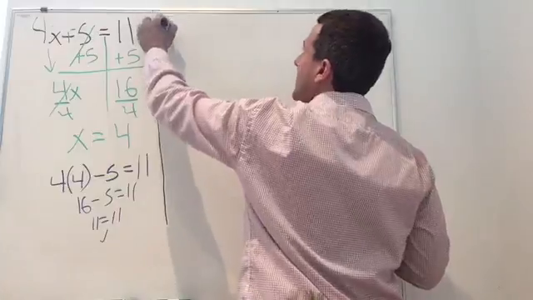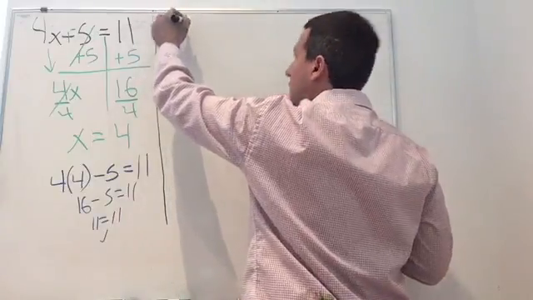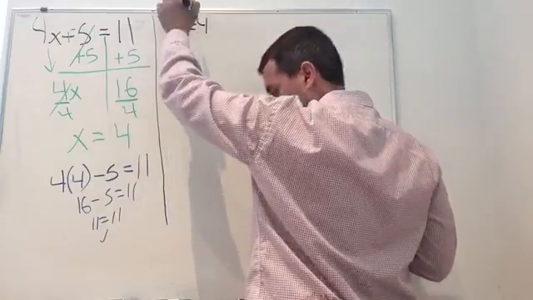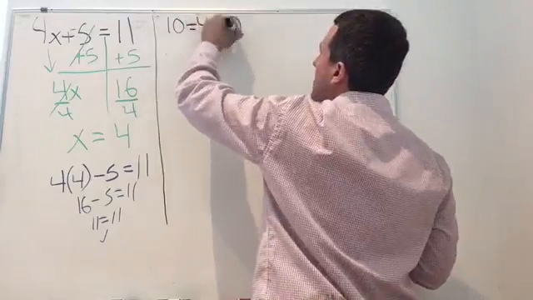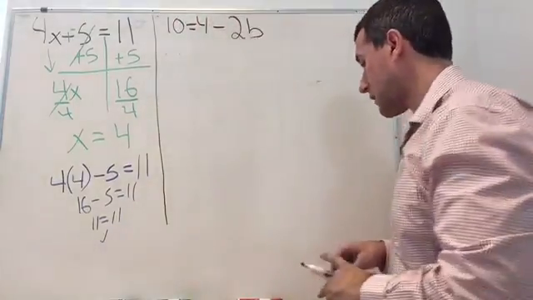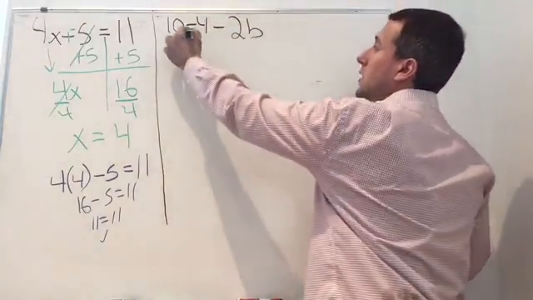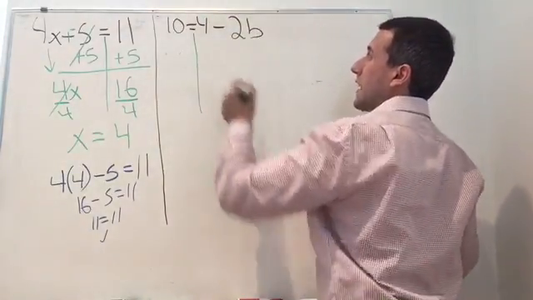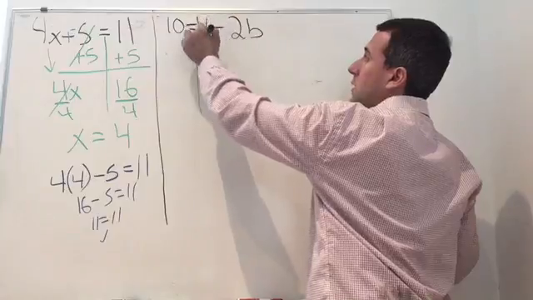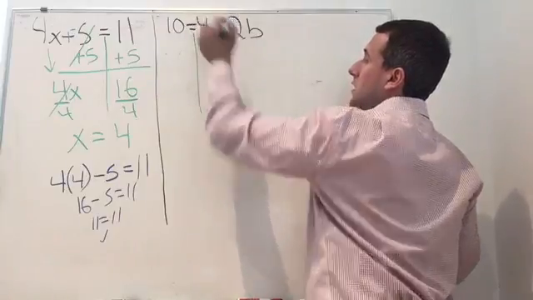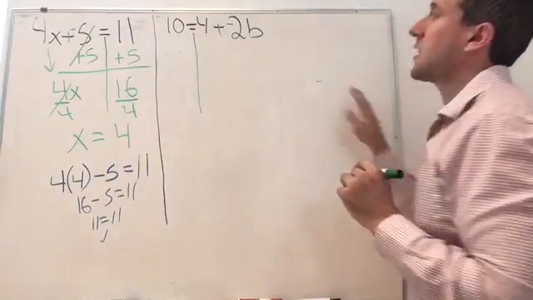Number 2, 10 equals 4 minus 2b. Okay, now here's why I think keep change is important. So first thing we're going to do is draw the line at the equal sign, and then keep, change, change. So keep, change to plus, change to negative. Okay, it's going to make more sense here.